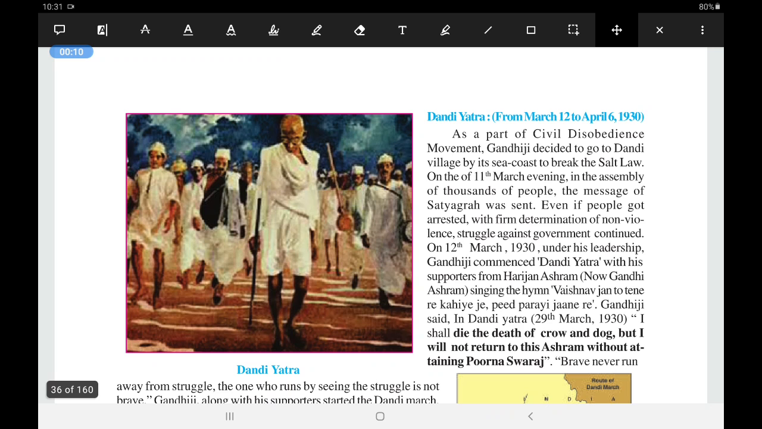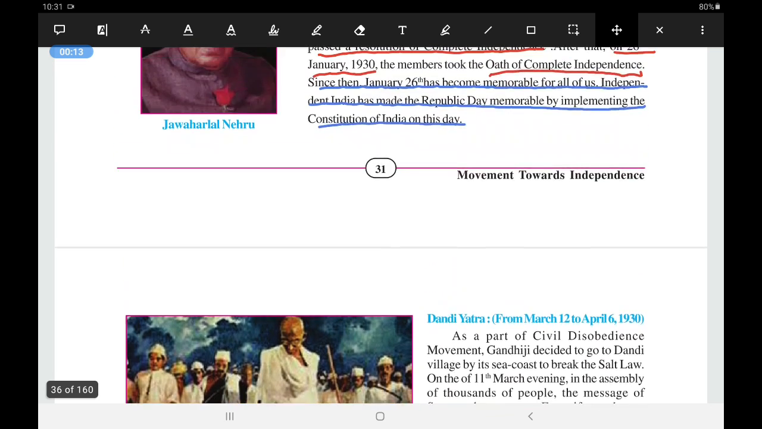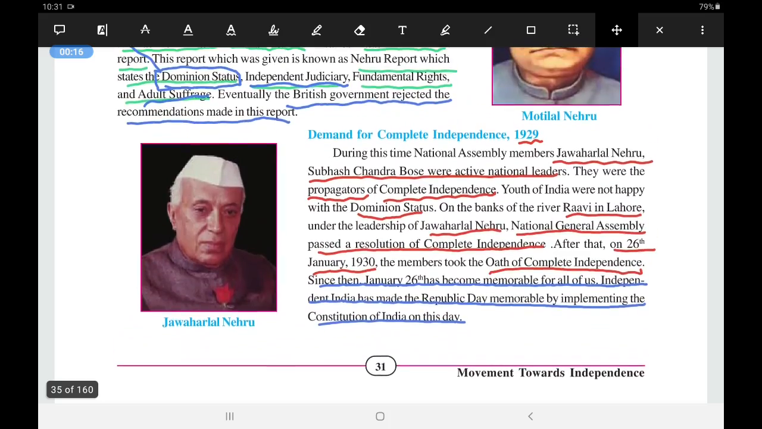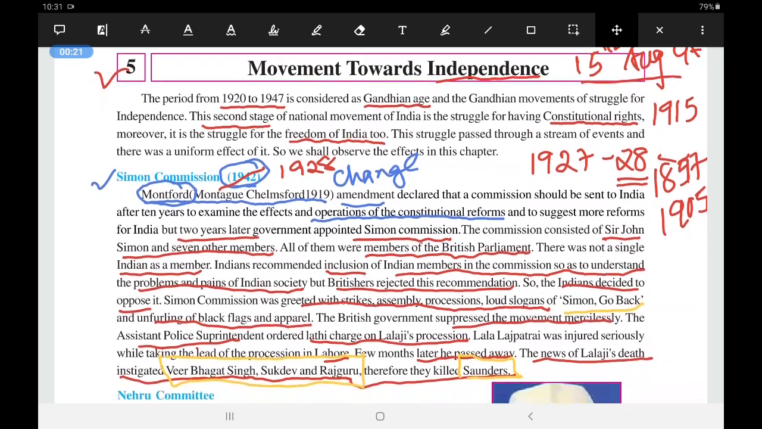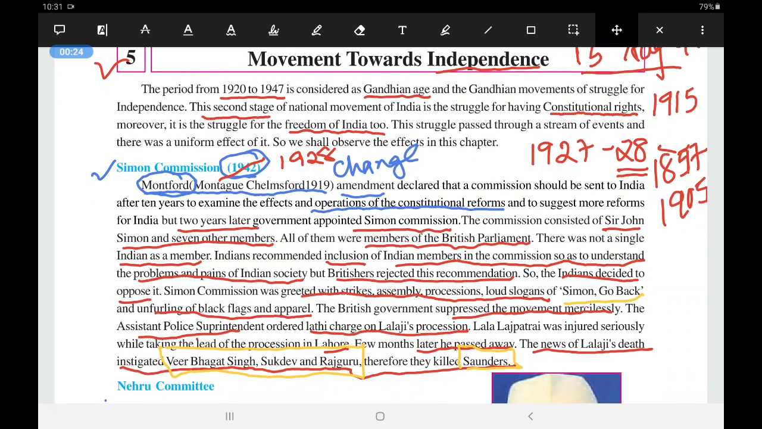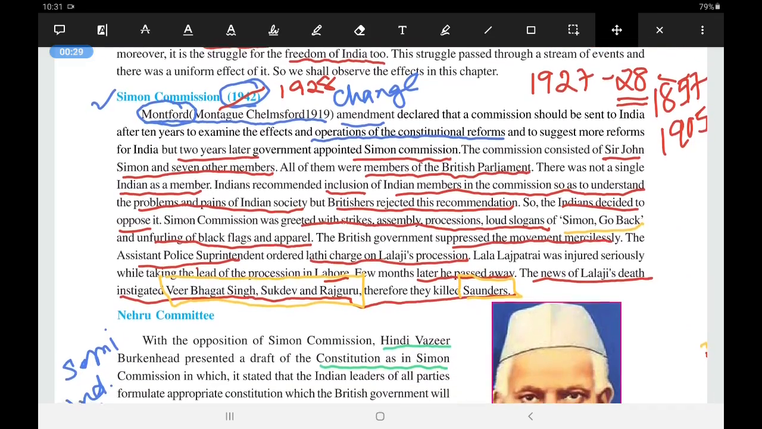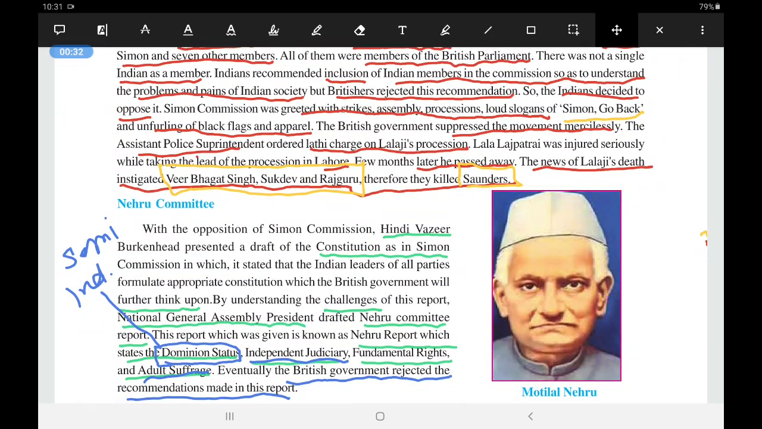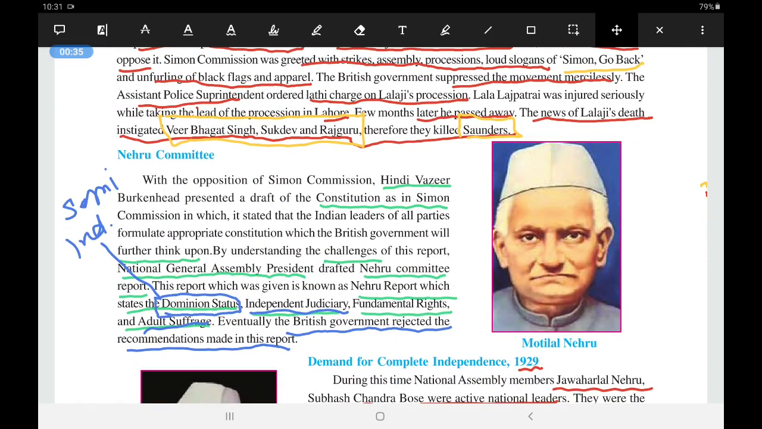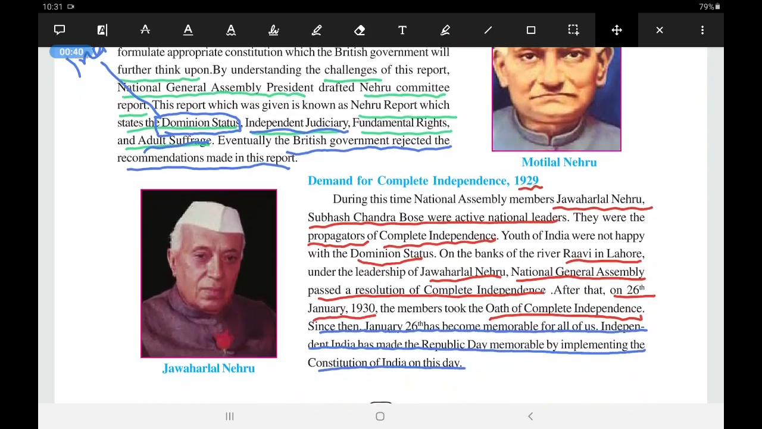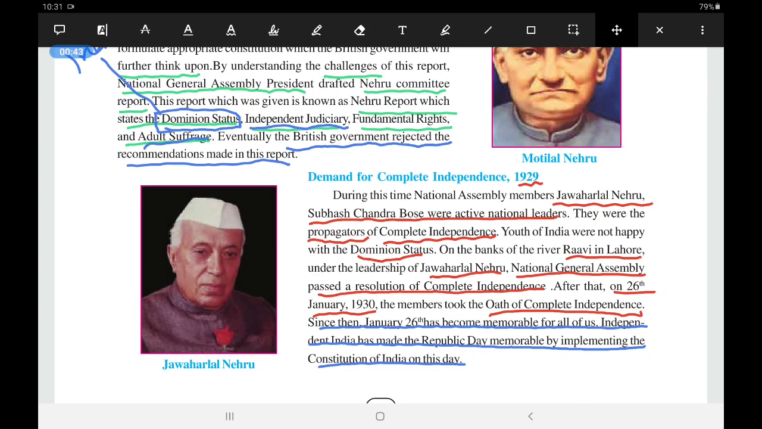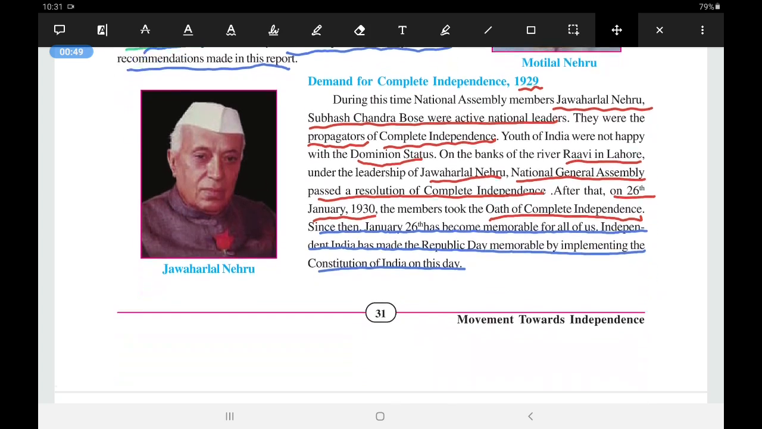This is the second video lecture of chapter number 5, the movement towards independence. In the previous video lecture, we saw three main topics: the Simon Commission, which arrived in India in 1928, then the Nehru Committee report. We also saw what dominion status is, and ultimately the demand of complete independence in 1929.